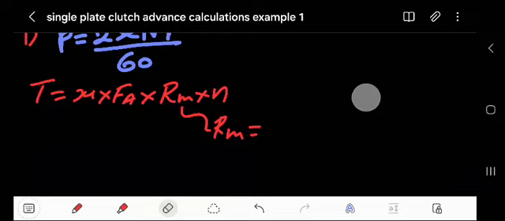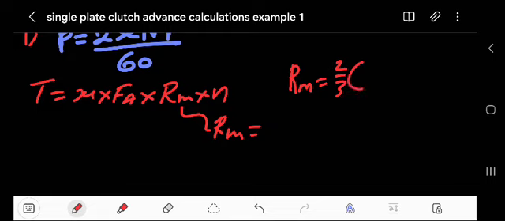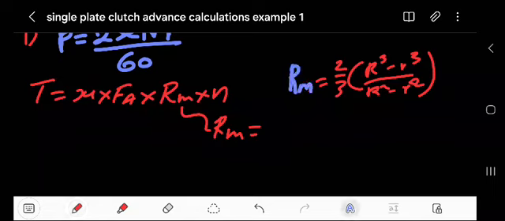So with uniform pressure, if the clutch is new, our Rm will be given by 2/3 times (R1 cubed minus R2 cubed) over (R1 squared minus R2 squared). So that will be Rm.